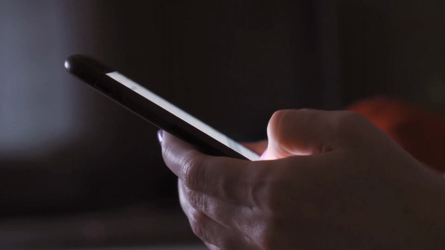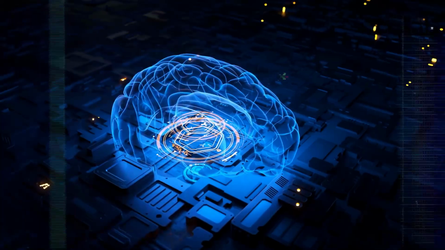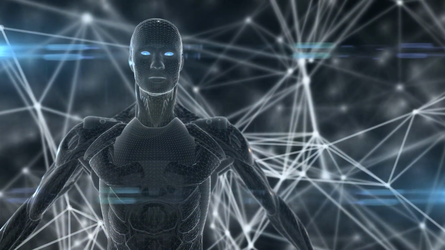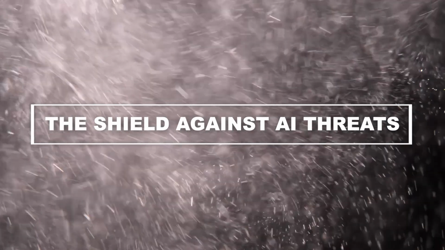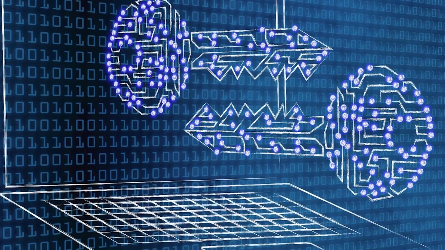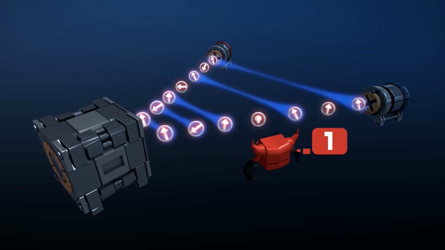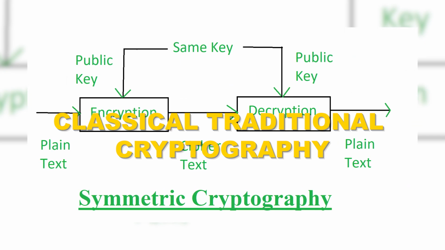Traditional ways of protecting our messages, files, and assets are like doors that these super smart computers are getting better at opening. So we're in need of a stronger way to guard them from these super smart machines. Quantum cryptography, the shield against AI threats. You see, cryptography is the strongest link in the chain of data security, and quantum cryptography has the potential to encrypt data for longer periods than classical, traditional cryptography.